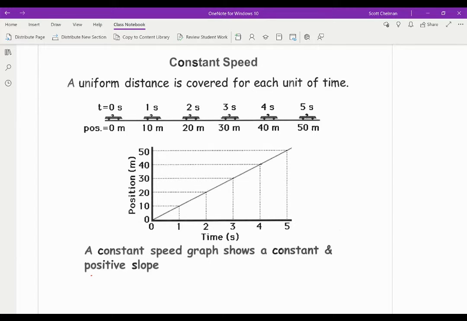So, we have a constant graph, and then this means a positive slope. All right? Positive slope means that she's constantly moving, that she's moving at a constant rate away from the starting point.